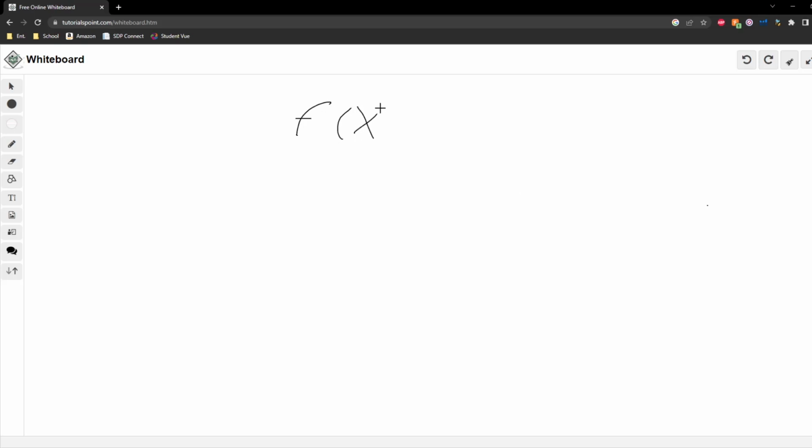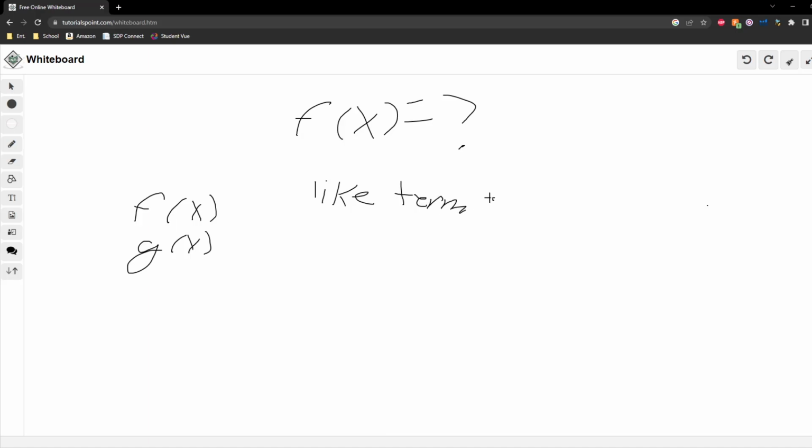Let's start with this question. What is a function? A function is defined as an equation showing the relationship between independent and dependent variables, with x being the independent variable and f of x and g of x being the dependent variables. Some good terms to know are f of x, g of x, like terms, the distributive property, and factors.